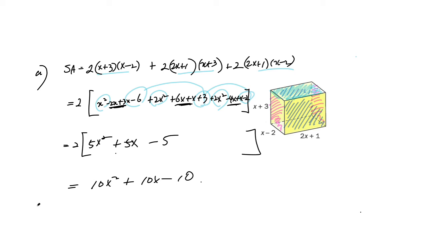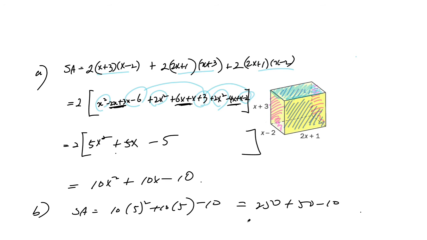Part B. If x represents 5, what's the surface area? So that's 10. Plug in 5 in here. 5 squared is 25, times 10 is 250, plus 50 minus 10. 300 minus 10. So the unit is centimeters squared.